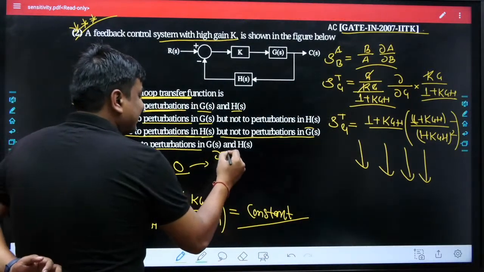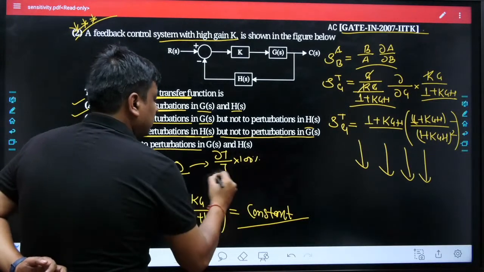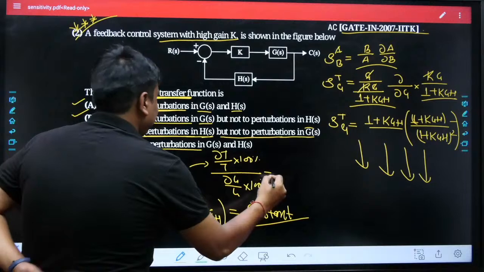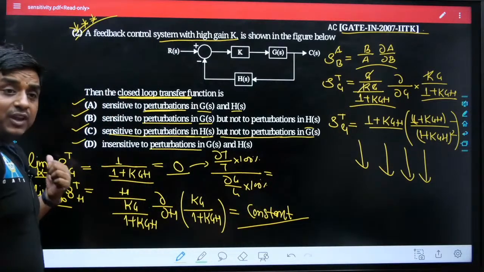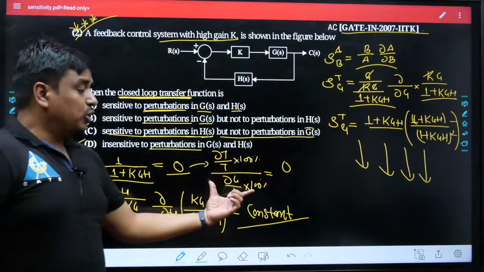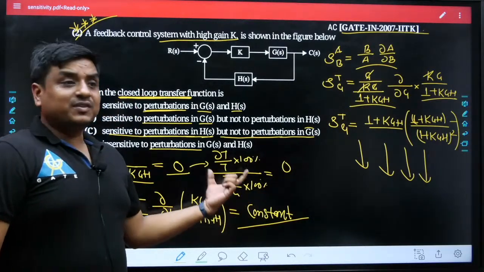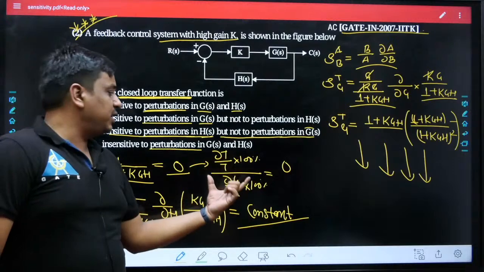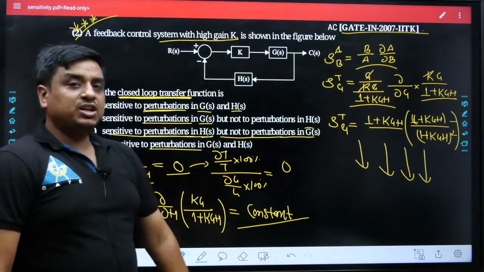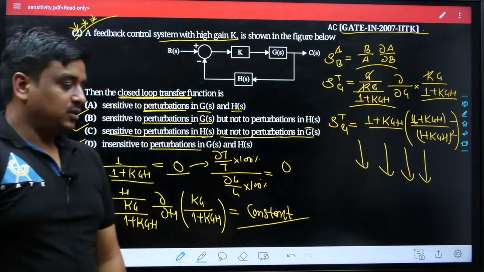S_T^G is nothing but the percentage change in T because of percentage change in G. How much is it? It is nothing but S_T^G for a very high value of K. How much did we get? We got it simply equal to 0. That means although there is a major change in dou G divided by G into 100%, maybe G has increased by 20% or 30%, once this factor gets multiplied with 0, what will happen? The change in T is simply null.